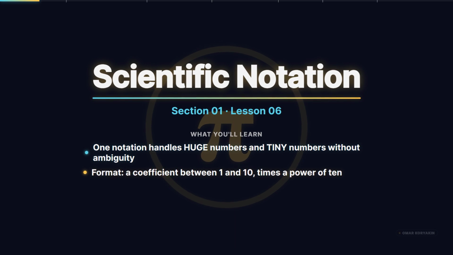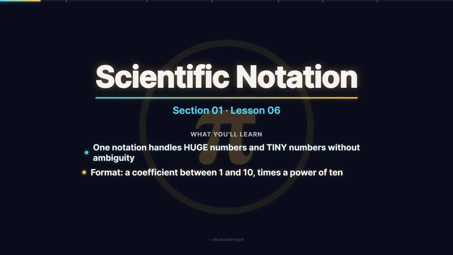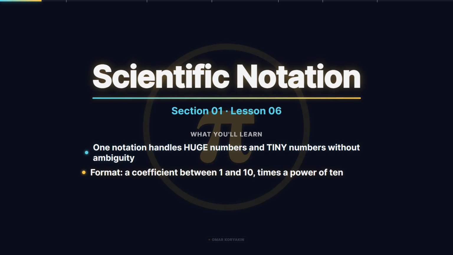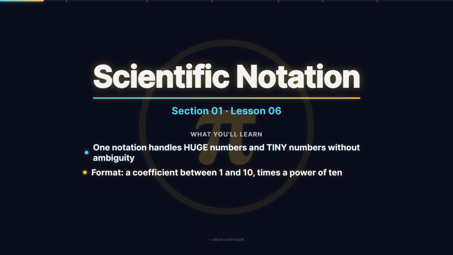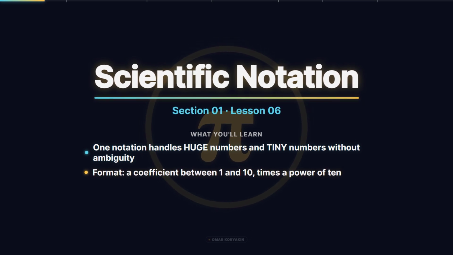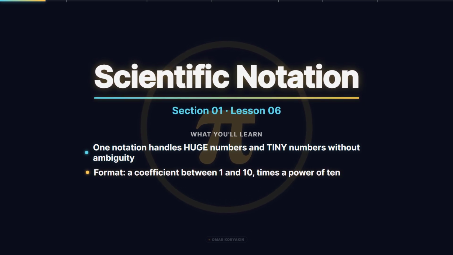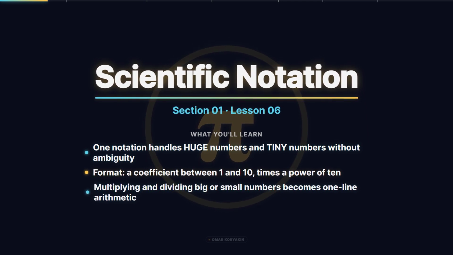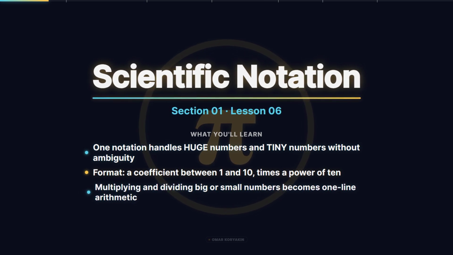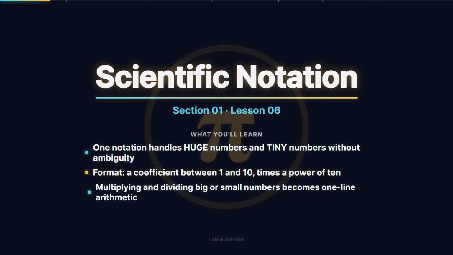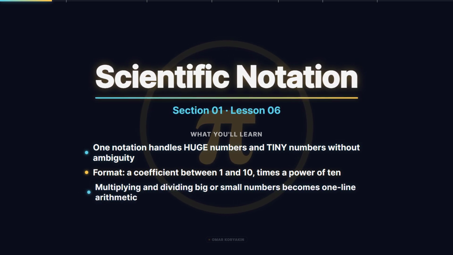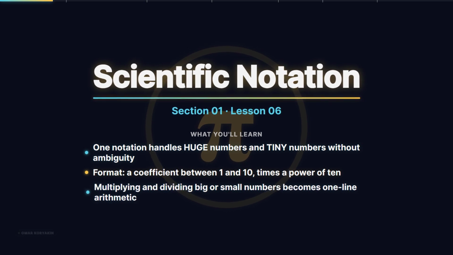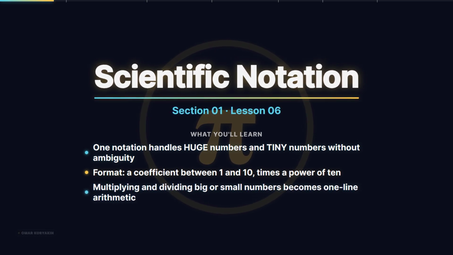Second idea, the format is always the same. A coefficient whose absolute value is at least 1 and strictly less than 10 multiplied by 10 raised to an integer power. So 3.14 times 10 to the 8th is valid, but 31.4 times 10 to the 7th is not, even though the two expressions equal the same number. The strict range on the coefficient is what makes scientific notation a unique representation, so any two scientists writing the same number in this form will write it identically.